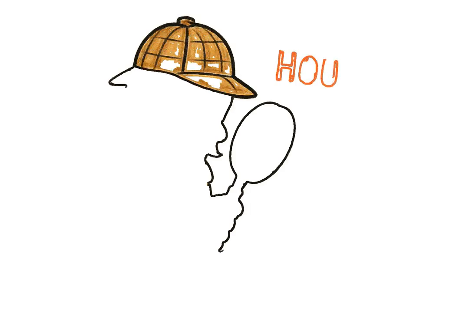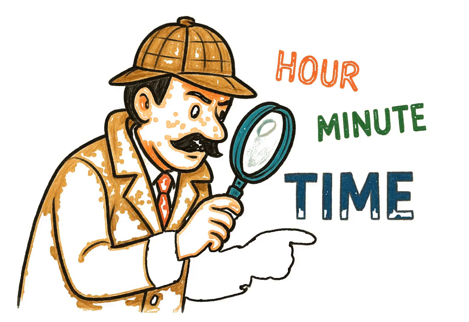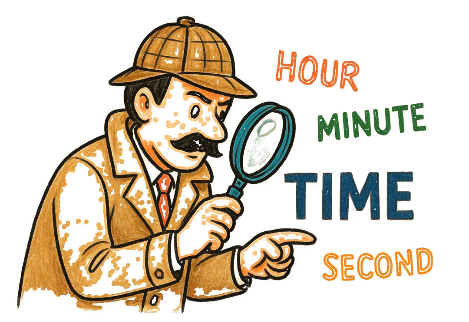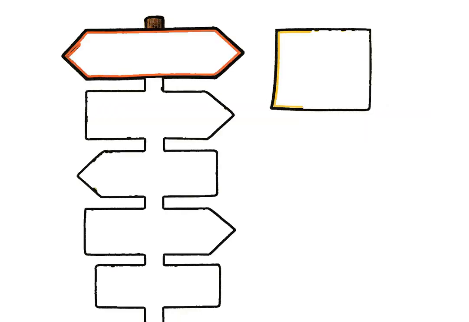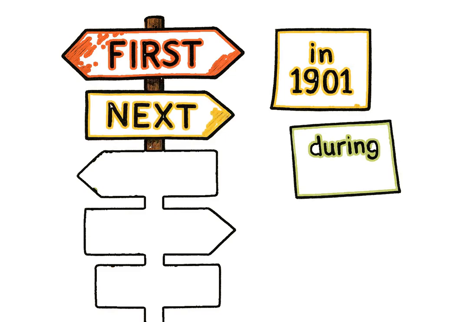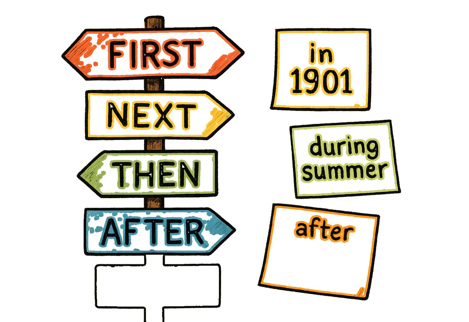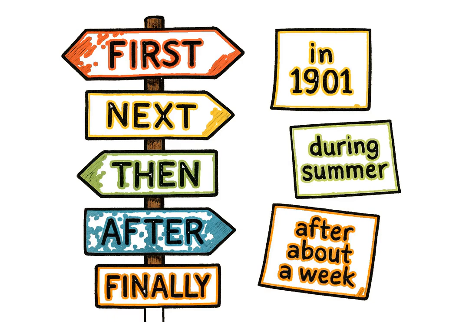So how can you spot it? Think of yourself as a time detective. You're looking for clues. The most obvious clues are time words. Words like first, next, then, after, and finally. They act like signposts telling you where you are in the sequence. You also look for time phrases like in 1901, during the summer, or after about a week.